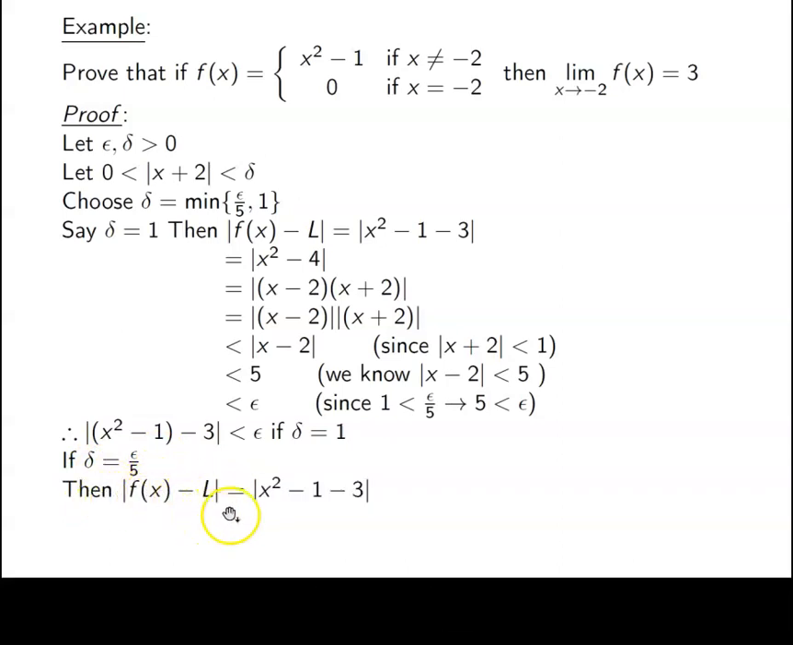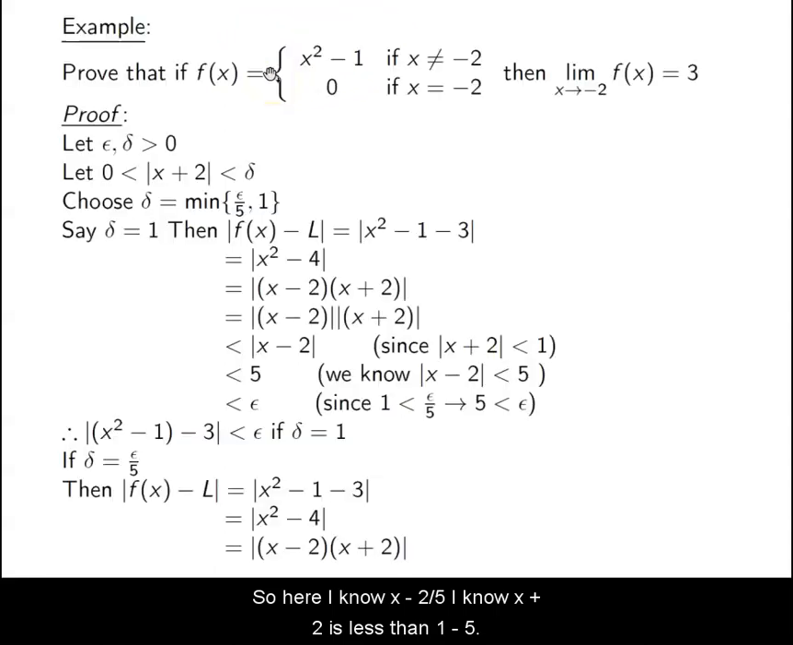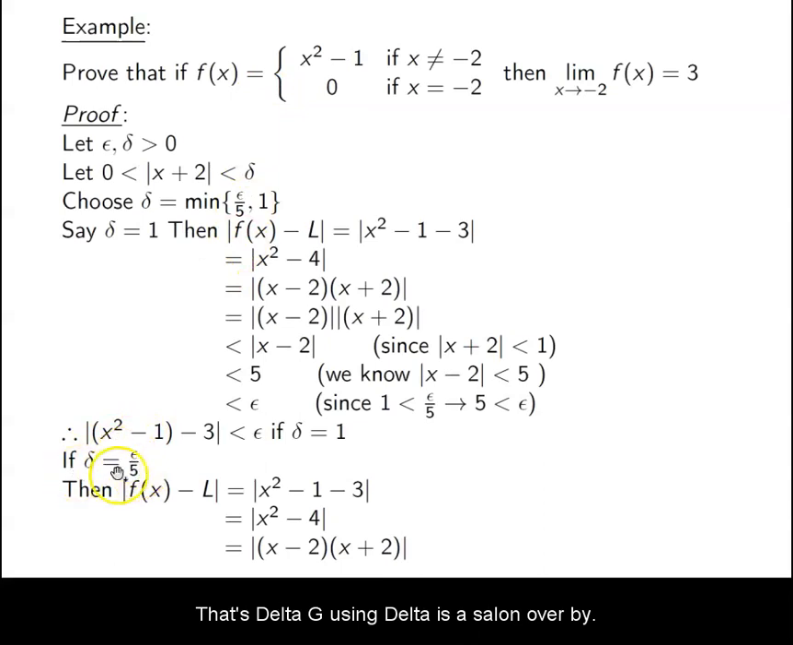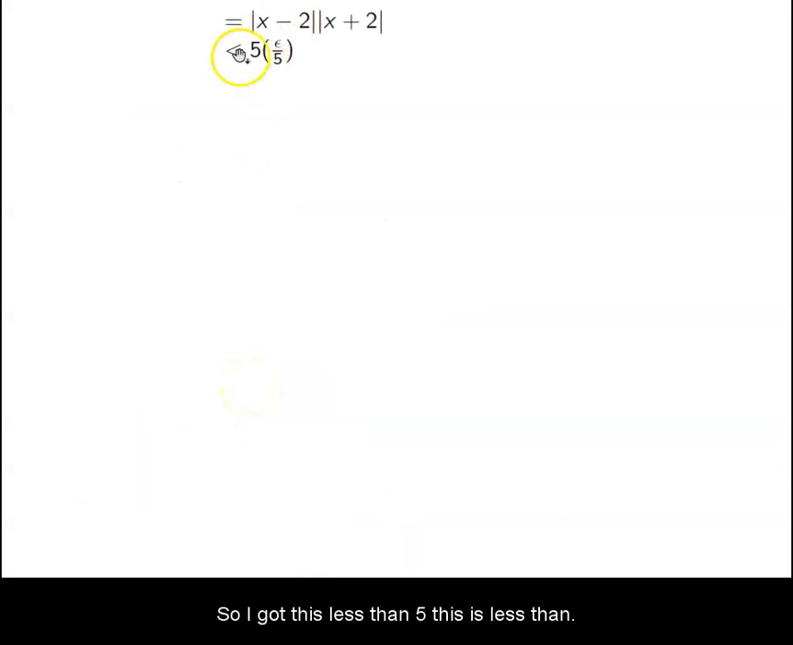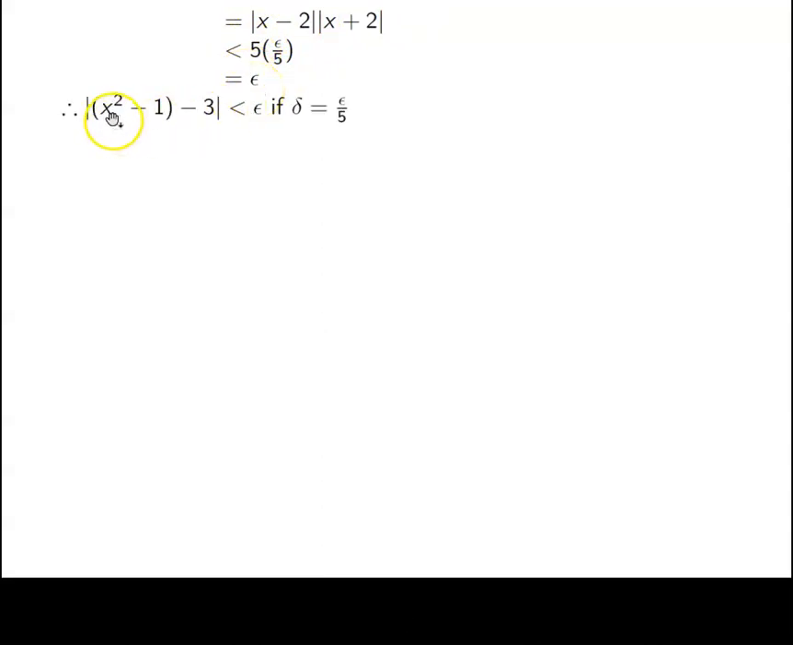My function minus my limit is the same as x squared minus 1 minus 3, or x squared minus 4, breaking it into pieces, okay? So here, I know x minus 2 is less than 5. I know x plus 2 is less than epsilon over 5, because that's delta. Here I'm choosing delta is epsilon over 5 for x plus 2. X minus 2 we already know is less than 5. So this is less than 5, and this is less than epsilon over 5, which means that this is less than epsilon. So I have my function minus my limit is less than epsilon if delta is epsilon over 5.